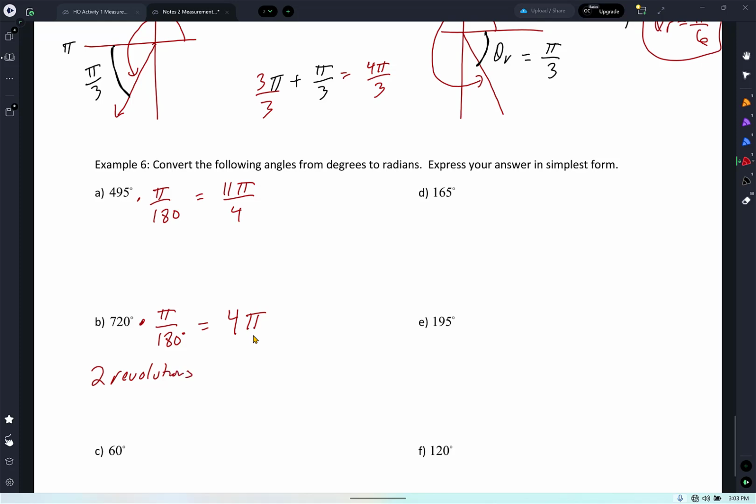So when you say 2 revolutions, it doesn't have to be a full 360, right? No, a revolution is 360. 360 plus 360 is 720.